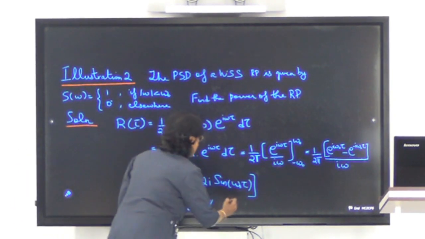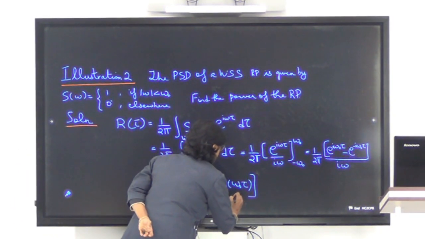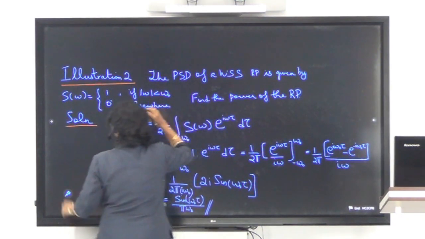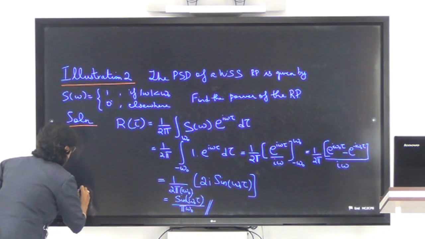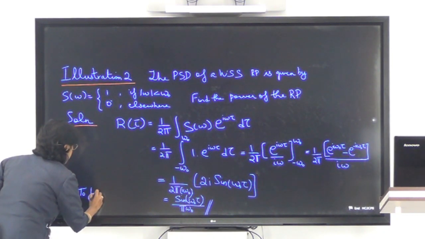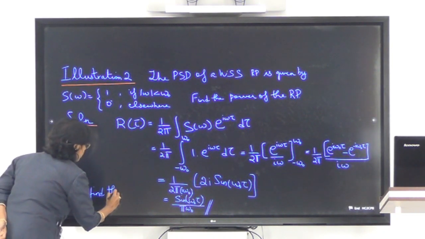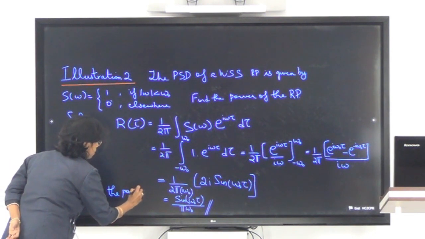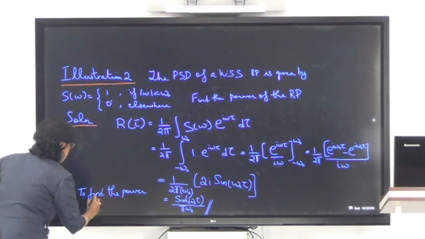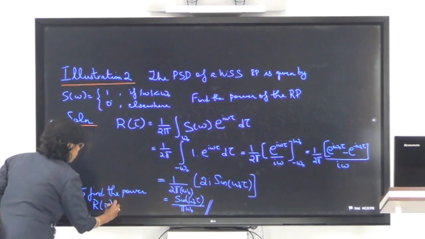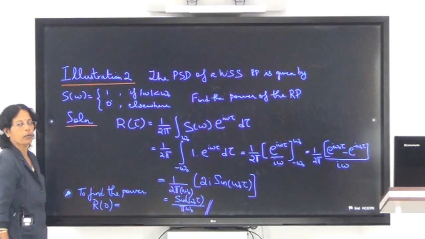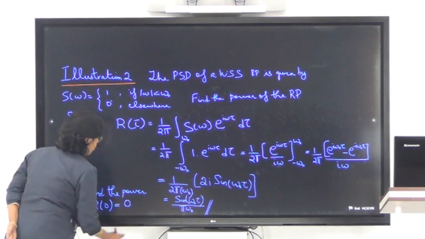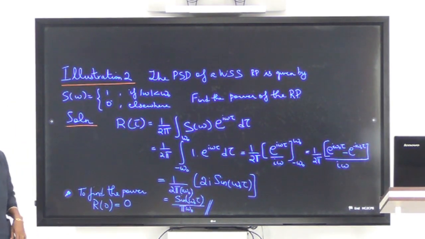So what happens when I substitute? We will do it again. To find the power, it is nothing but R at 0, where tau takes the value 0. So it is nothing but 0. So the power of this random process is 0.